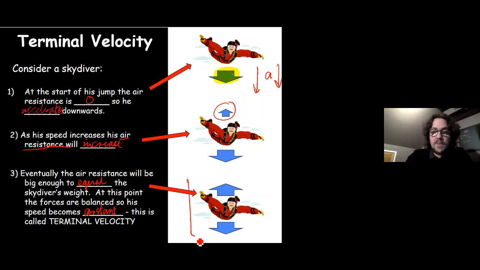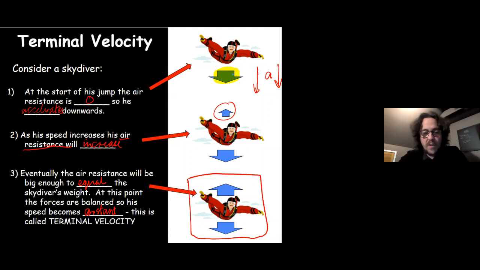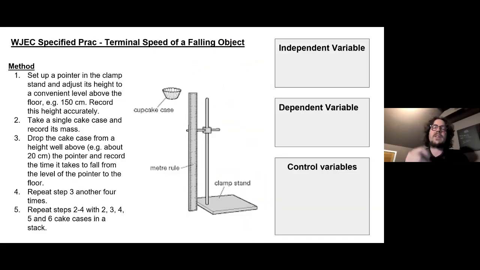So this practical that we're going to look at now is all about terminal velocity. It's all about the investigation of when the force of weight is equal to the force of drag, or air resistance, okay? So we're looking at when W equals D. How fast is this force? How does it change with weight? And that's what the following investigation is about. So you may or may not have done this. Terminal speed of a falling object.